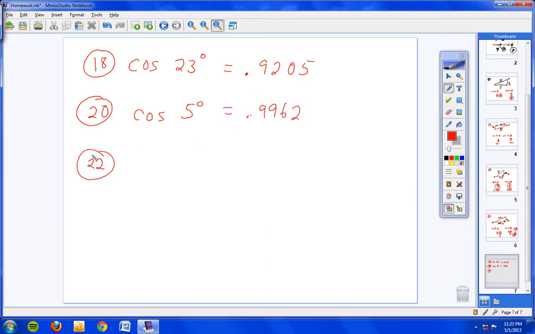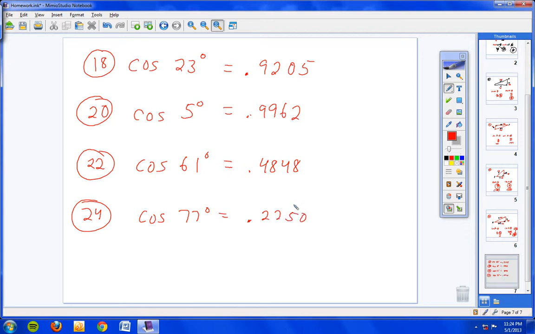All right, number 22 is cosine of 61 degrees. So type in cosine 61, and I'm getting 0.4848. And then number 24, last but not least, and we're finally done, the cosine of 77 degrees equals 0.2250. I really hope you're getting this.